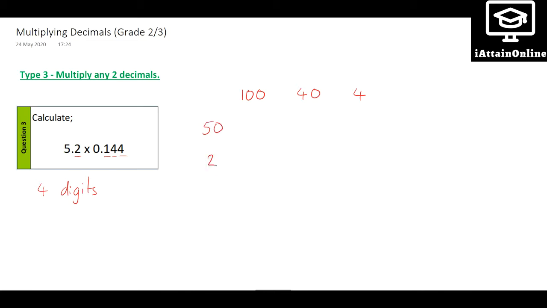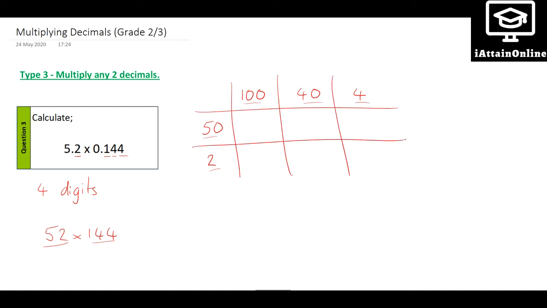So I'm going to start by doing 52 times 144. So I've just broken the 52 down into a 50 and a 2, and the 144 down into a 100, a 40 and a 4. And then we're going to multiply those numbers together.